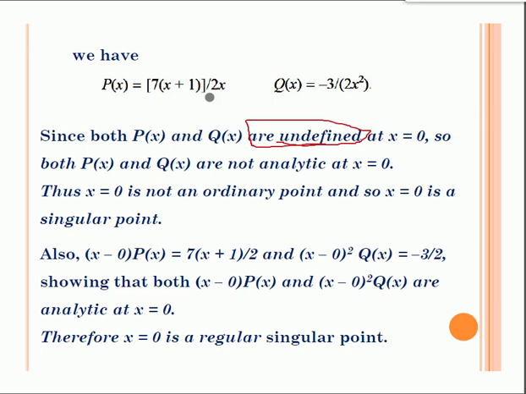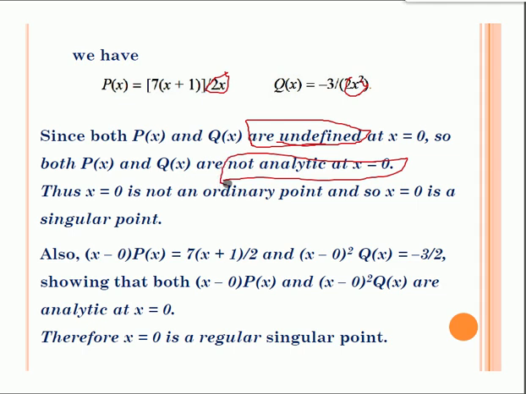So that means in the denominator here, 2x will become 0 at x equal to 0. Then the entire thing will become infinite. Then 2x square will become 0 at x equal to 0. Then the entire thing will become infinite. So both phi of x and q of x are undefined at x equal to 0. So they are not analytic at x equal to 0.